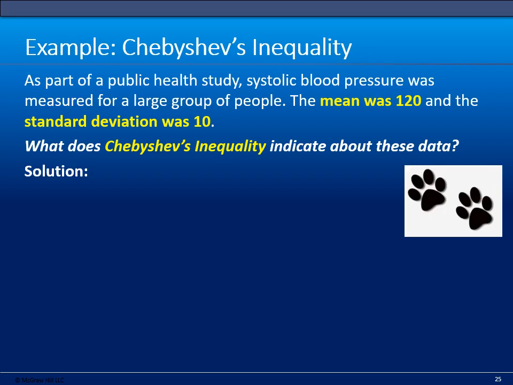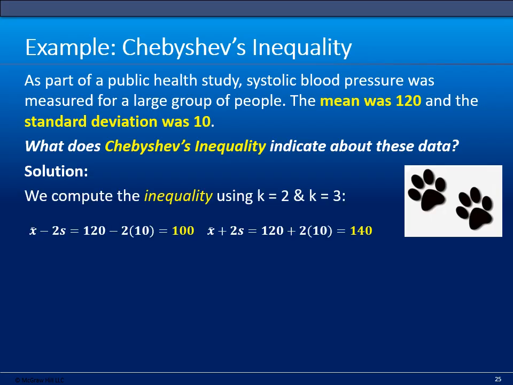Again, you have the mean, you have the deviation. So set k equals 2, k equals 3, and solve. If k equals 2, we get x bar plus or minus 2 standard deviations, 120 plus 20, 120 minus 20. So we get values between 100 and 140.